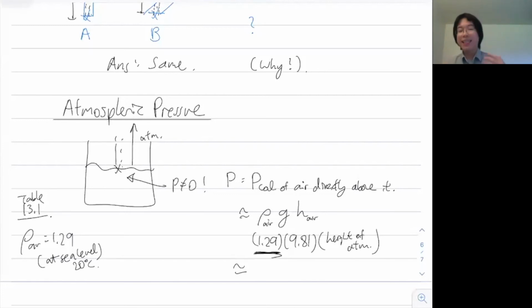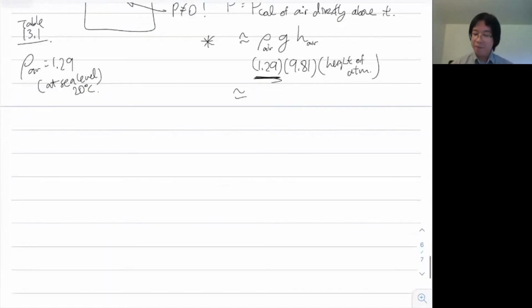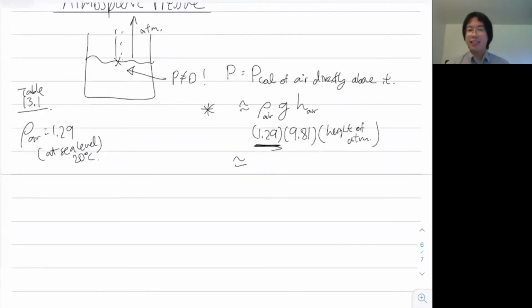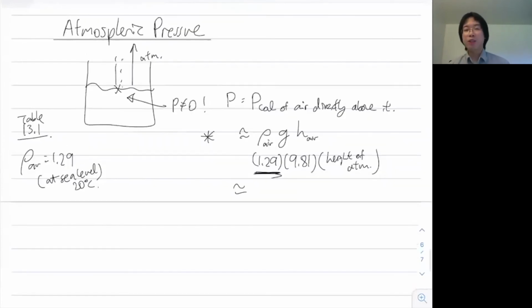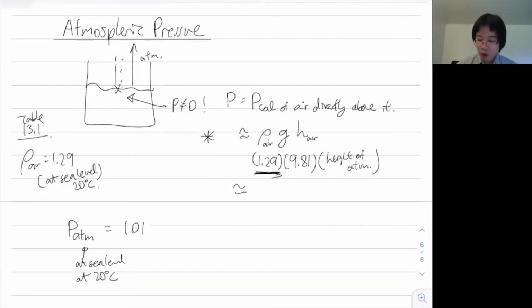So technically this formula here, I need to put a caveat over there. I need to put a footnote. It's not technically correct. I need to use a more sophisticated one. This requires a little bit of calculus, and it's not going to be examinable. So I'll just give you the answer. If you do the calculation properly, you can calculate the atmospheric pressure at sea level at 20 degrees, at room temperature, is 101 kPa.